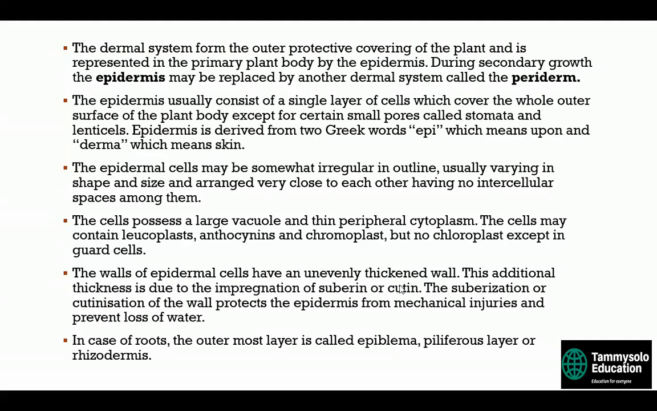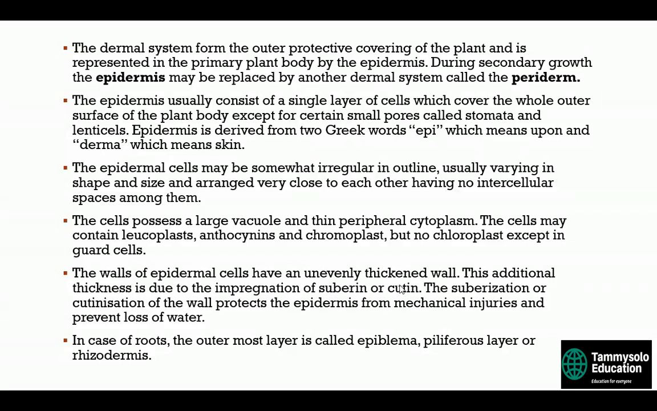The epidermis usually consists of a single layer of cells which cover the whole outer surface of the plant body, except for certain small pores called stomata and lenticels. So the only areas where the epidermis does not cover are the stomata and lenticels. Epidermis is derived from two Greek words, epi, which means upon, and derma, which means skin: skin upon.